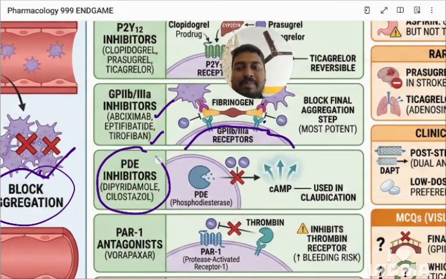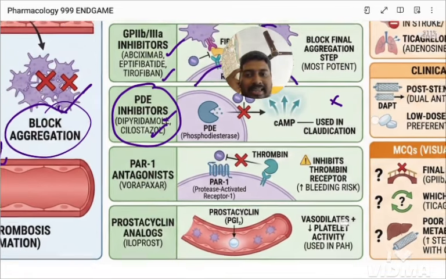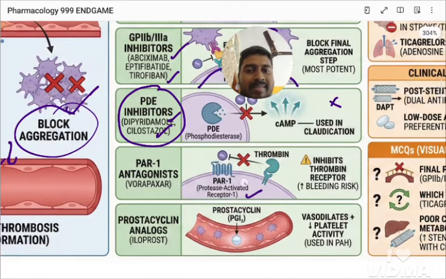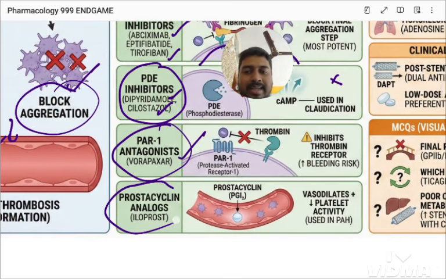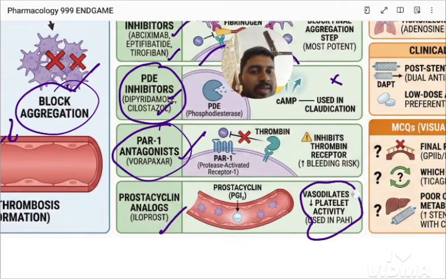Next is the PDE, phosphodiesterase inhibitors, that is cilostazol and dipyridamole, not much useful in this case. Next is a new drug, a protease activated receptor 1 inhibitor that acts by inhibiting thrombin. So the thrombin receptor is inhibited here. This is also a new drug, that is Vorapaxar, and then we have prostacyclin analogs, that is iloprost, which causes vasodilation also and decreases platelet activity.